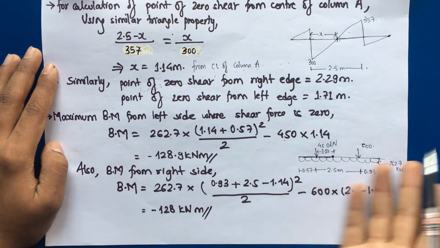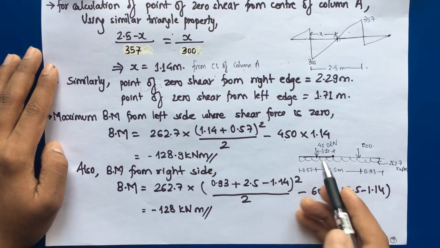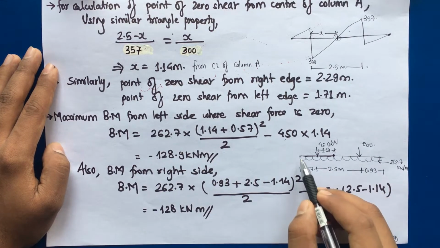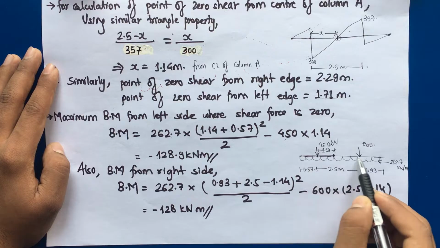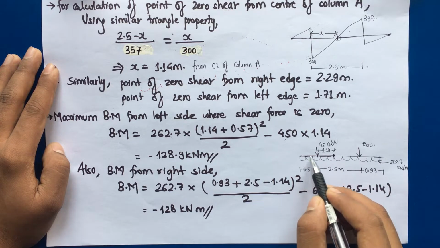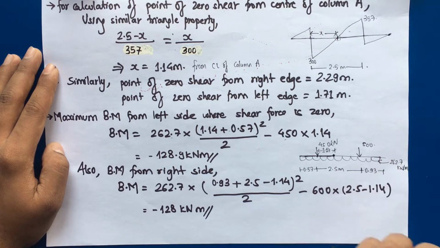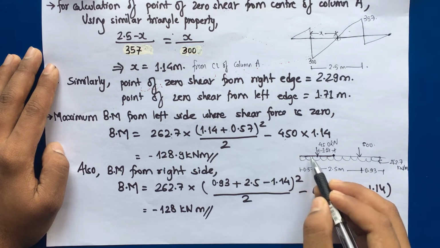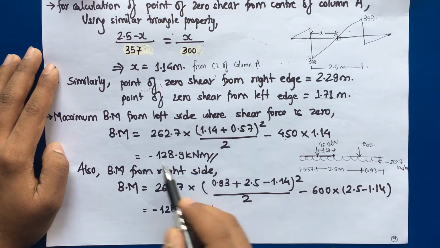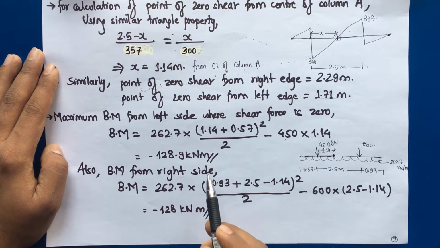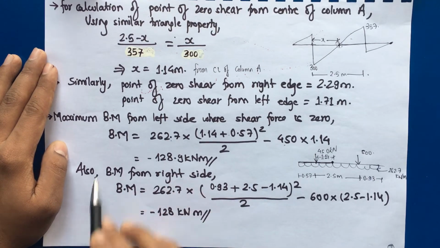Similarly, you can calculate from the right side also. It should come equal to the value computed from the left side, because we have calculated it considering that the center of gravity of the footing and the center of gravity of the load will coincide, due to which the pressure distribution will be equal, hence we will get equal bending moment from either side. That is why fixing the length of the footing has to be considered properly to ensure that the moment comes equal from either side.